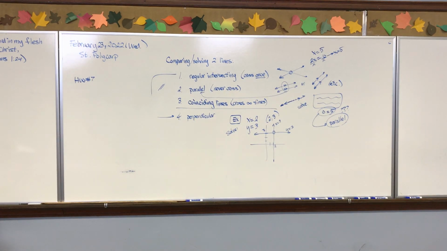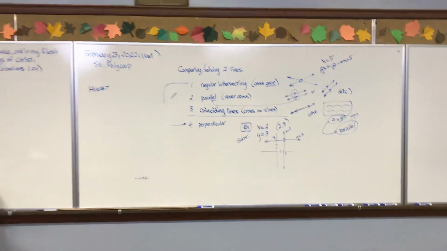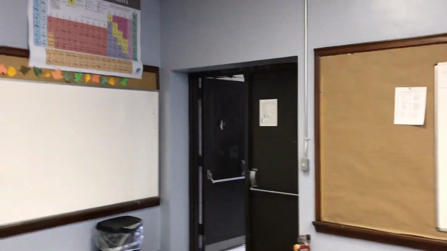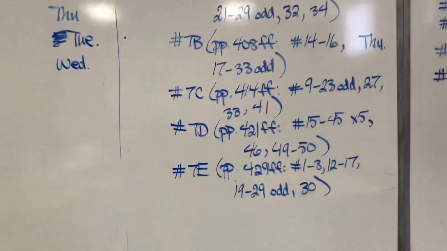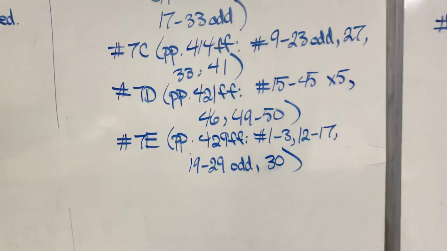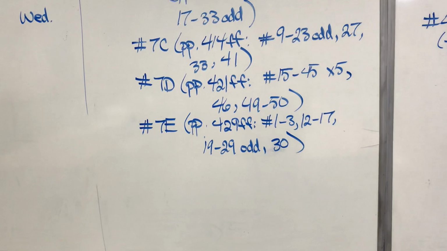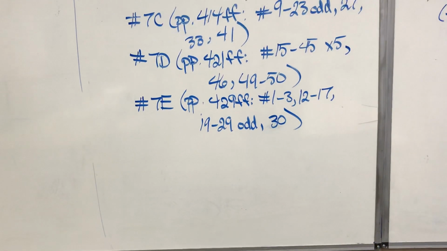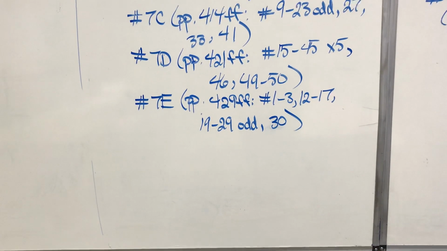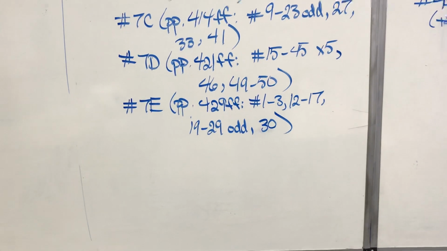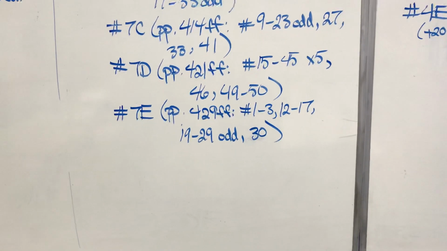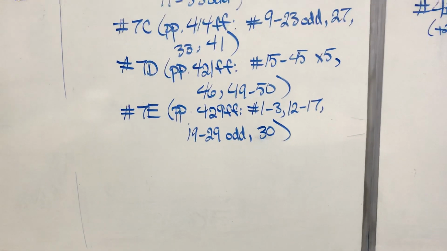In pre-calc, there's a point where you have to take a graph and rotate it 90 degrees. And I was trying to do this on the board. You can thank Mr. Dugan for thinking of that, where your teacher did not. So 7E, page 429 and following: 1, 2, and 3, 12 through 17, 19 through 29 odd, and number 30.